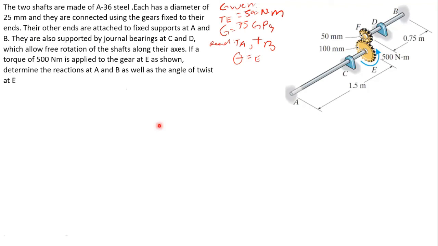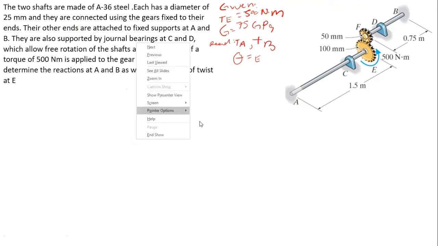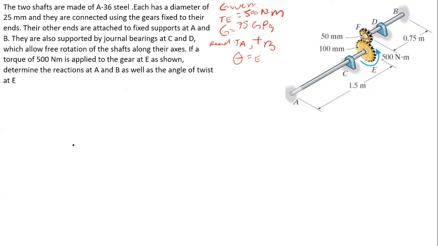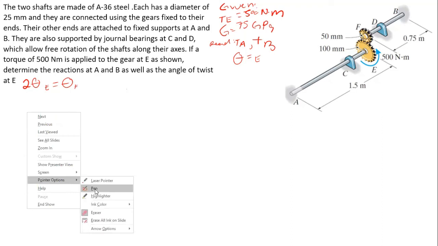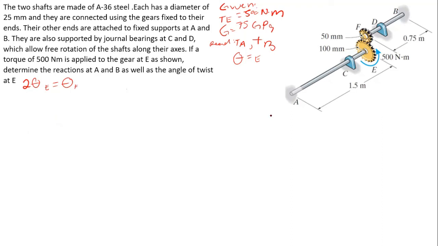So 'yun nga, gaya ng sinabi ko, we can say that two times the angle of twist natin sa E is equal to angle of twist natin dito sa F. So ngayon, pwede na tayo mag-drawing ng free body diagram. Nasulat na natin yung relation equation natin, so pwede na tayo mag-drawing ng free body diagram.